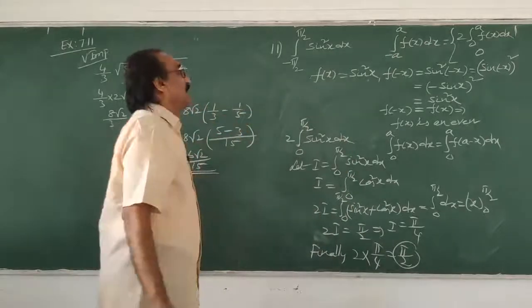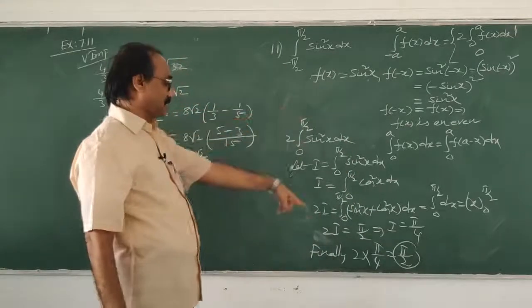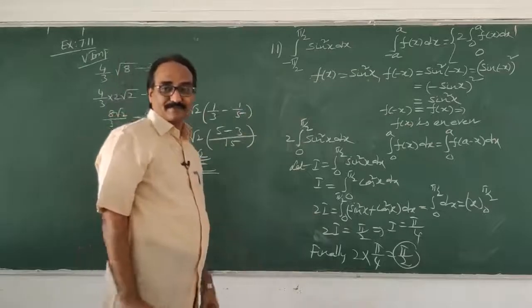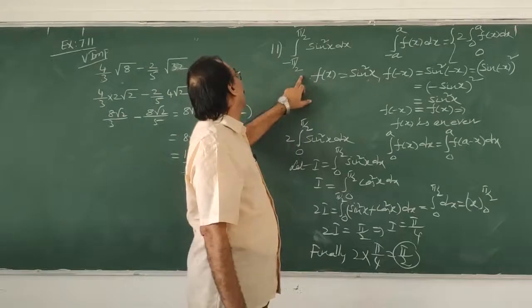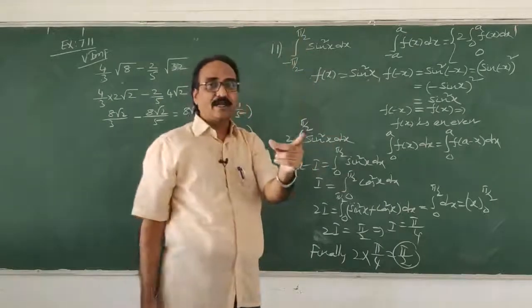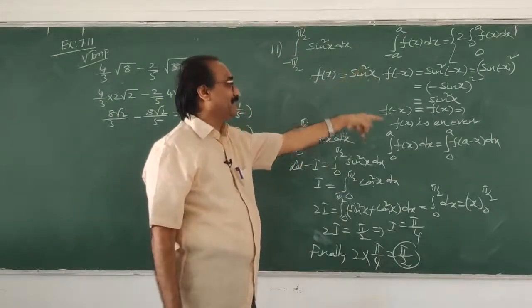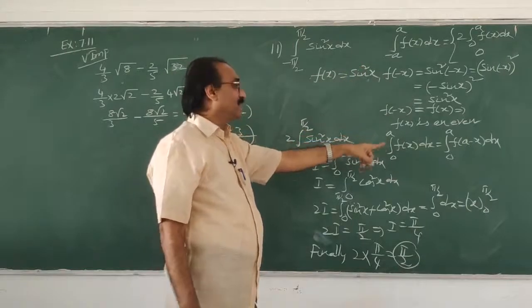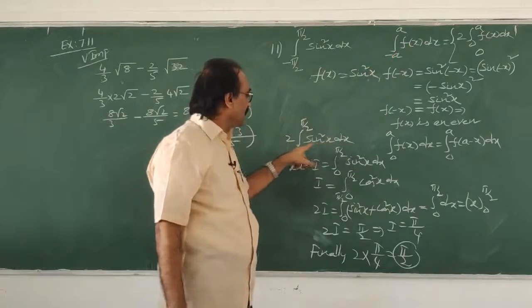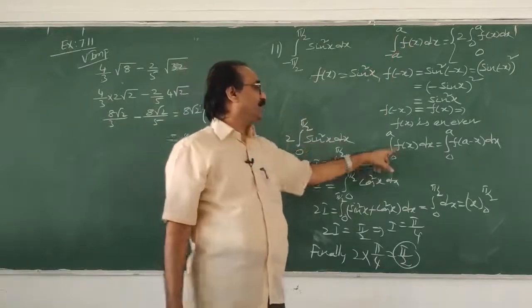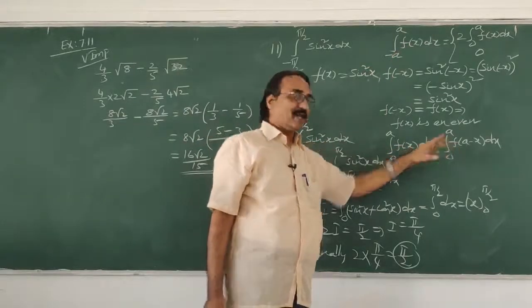So integral minus pi by 2 to plus pi by 2 of sine square x dx is pi by 2. See, first of all, whenever I see minus pi by 2 to plus pi by 2, immediately I get it. It is the minus a to a property. I did it. Then it is an even function. Because of even function, 2 into integral 0 to a of f of x. After seeing this, you can apply it and you can add it.